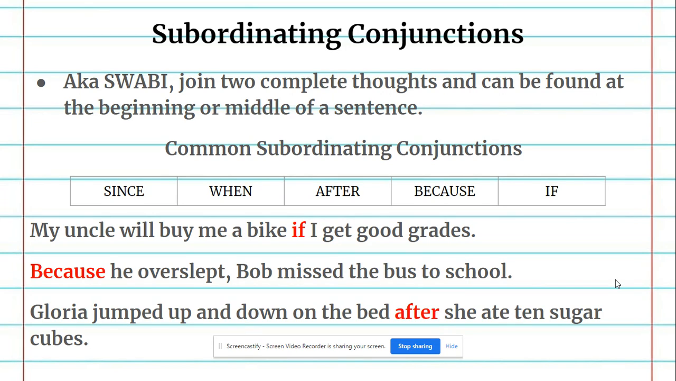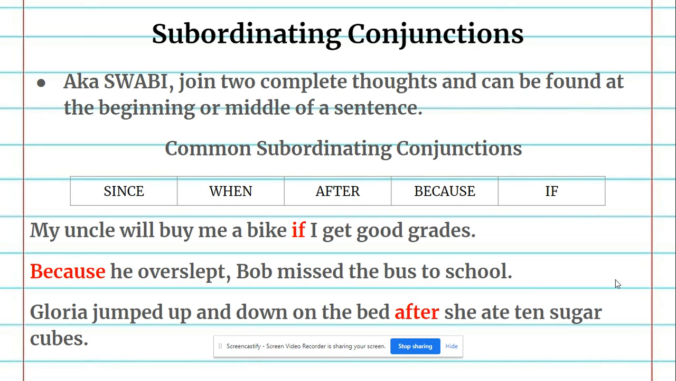My uncle will buy me a bike if I get good grades. You could also say, if I get good grades, comma, my uncle will buy me a bike. Just like in the second example, where because he overslept is followed by a comma, and then the independent clause, Bob missed the bus to school. If I get good grades would be followed by a comma, and then my uncle will buy me a bike.